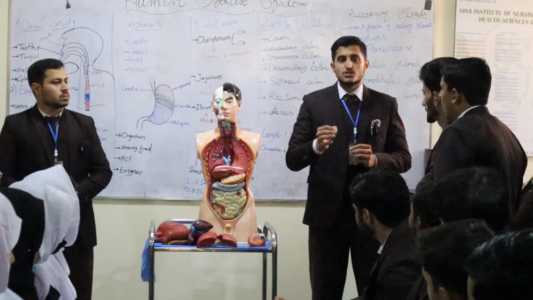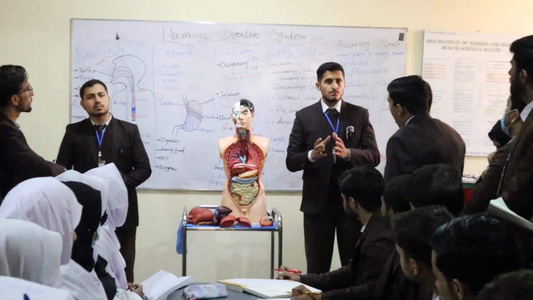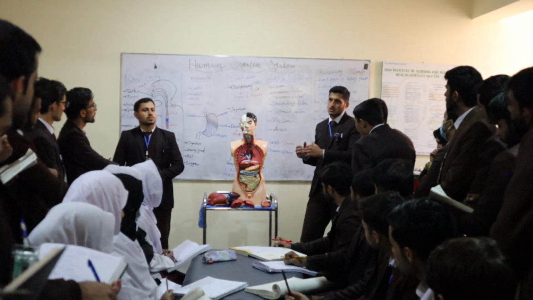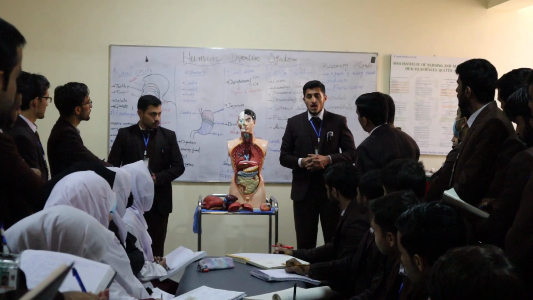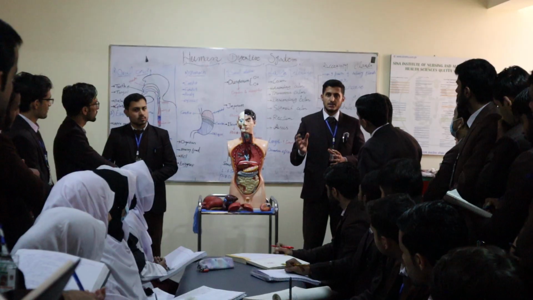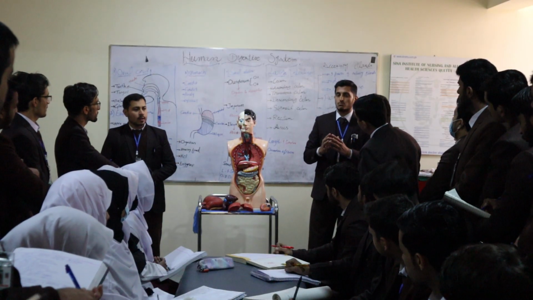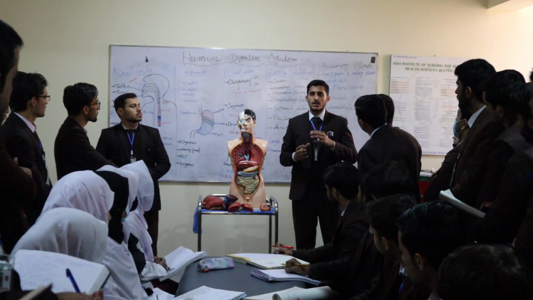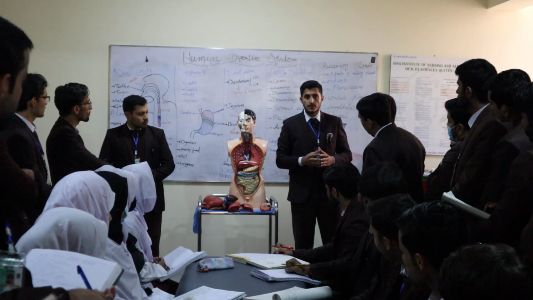Then the same duct, the cystic duct, carries this bile back toward the pancreas and the duodenum part of the small intestine. After the cystic duct, there is another duct called the common bile duct. This common bile duct moves toward the pancreas and duodenum part of the small intestine.